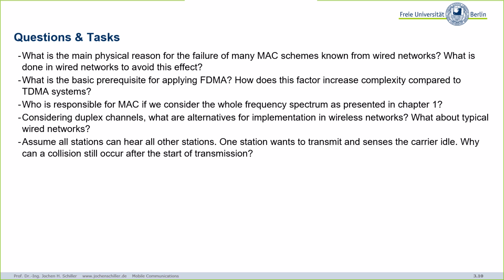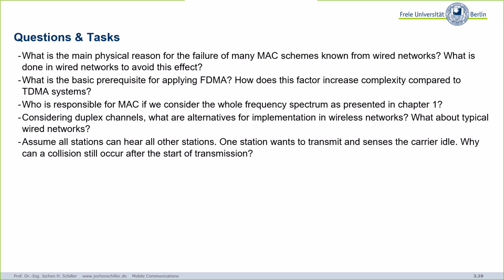Okay, a more general question is, who is actually responsible for medium access control if we consider the whole frequency spectrum? In chapter 1, I explained a bit about frequencies and how frequencies are used, who's doing what in the spectrum. But who's responsible now for which part of the spectrum? And there is not a single answer.